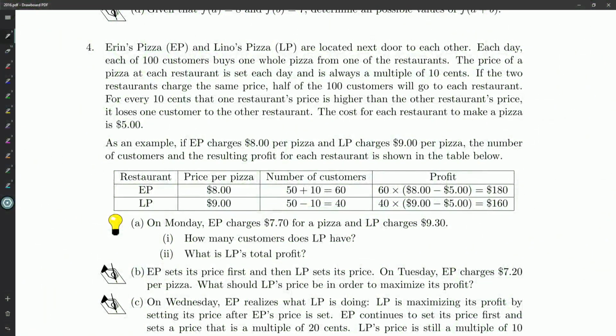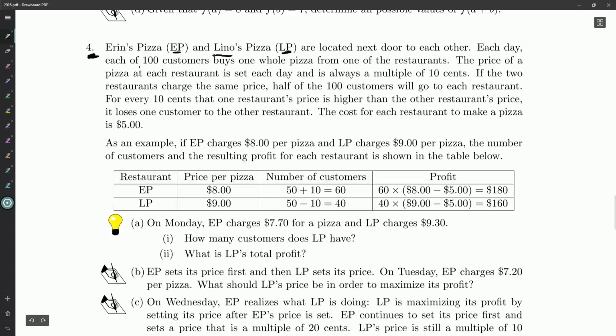Welcome back. We are on the very final question, number 4, of our 2016 Hypatia contest. All right, what have we got here? Aaron's Pizza, abbreviated EP, and Lino's Pizza, abbreviated LP. I think I know who Lino is named for. They are located next door to each other.